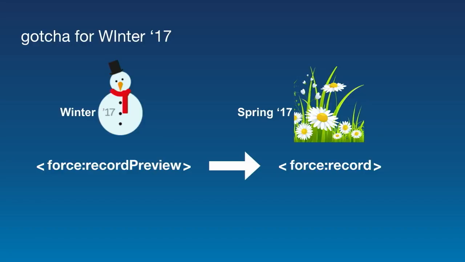Yeah, we think so too. So one gotcha for Winter 17 is that you're going to have to use the tag force:recordPreview. I know you don't like it. We don't like it. And sorry about that. There's a long reason for it, but just trust us. I think it's great. And the reason why it's great is because we don't have to wait. You can use force:recordPreview instead of waiting until force:record is completely nailed down. So that's great. There is another reason you don't need to wait, and I'm going to talk about it. Okay. It's true. And so in Spring 17, we'll be changing that to just force:record.